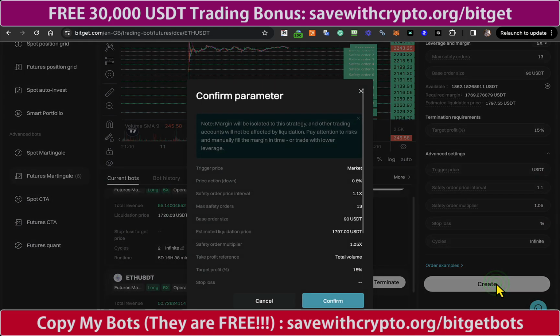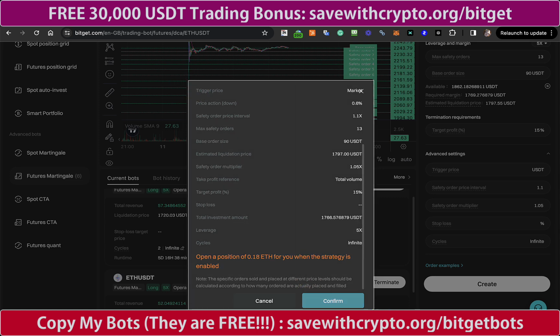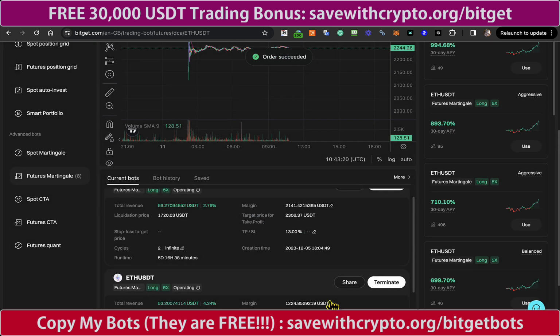Let's try and create this. Okay, so confirm these parameters here. Just going to do a screenshot of that. Okay, so that will open a position of 0.1 ETH when your strategy is enabled. That's fine because it's down quite a bit now, so I don't mind starting that.